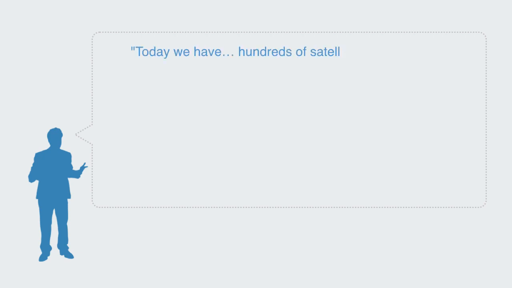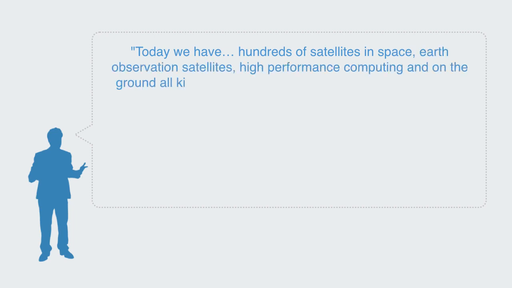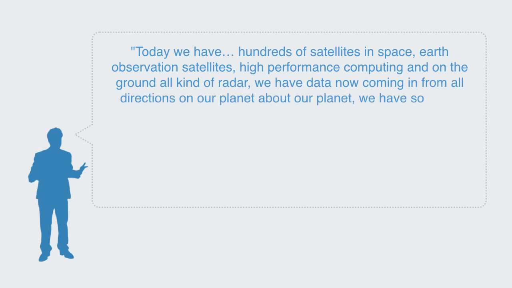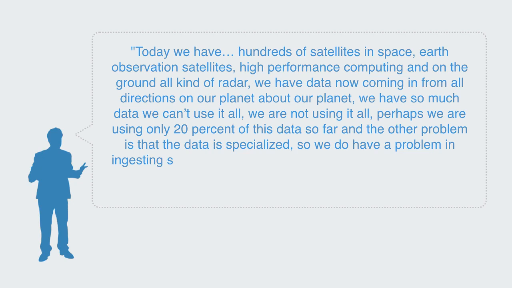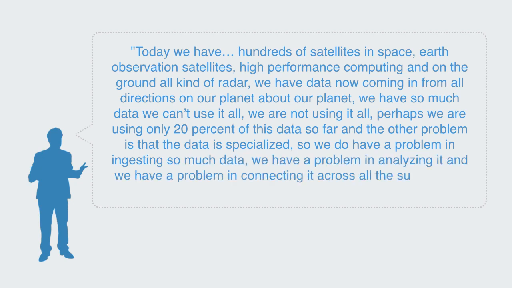Today, we have hundreds of satellites in space, Earth observation satellites, high-performance computing, and on the ground all kinds of radar. We have data now coming in from all directions on our planet about our planet. We have so much data we can't use it all. We're not using it all. Perhaps we're using only 20% of this data so far, and the other problem is that the data is specialized. So we do have a problem in ingesting so much data.